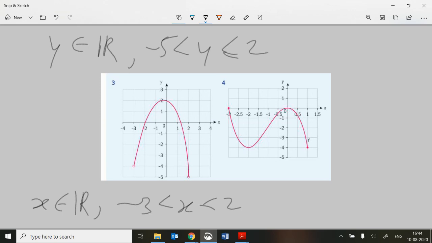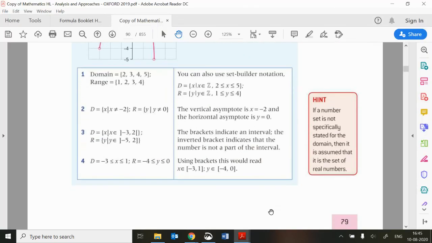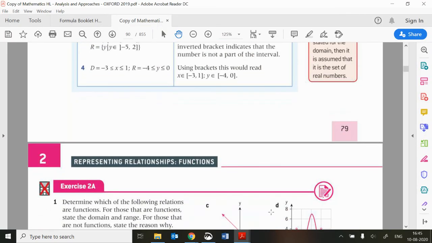Now, with the next one, you can see that the range of this one is simply between -3 and 1. And again, you can say x belongs to the real numbers. And for y here, y is trapped, height is trapped between -4 and 0. Okay, and they're both allowed. So we can put -4 there and 0. Okay, so that one should be sorted out. Okay, and you can see that's what they've written there as well.